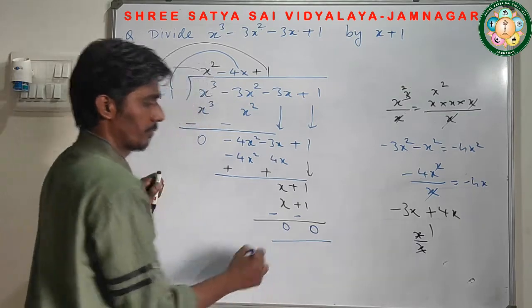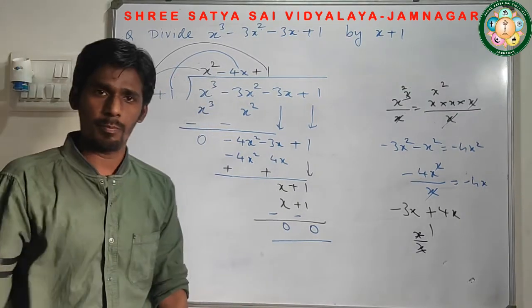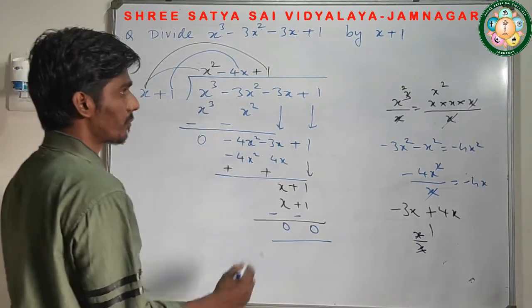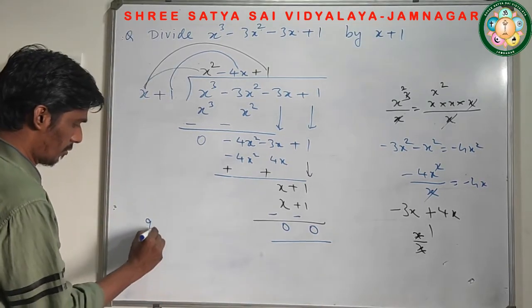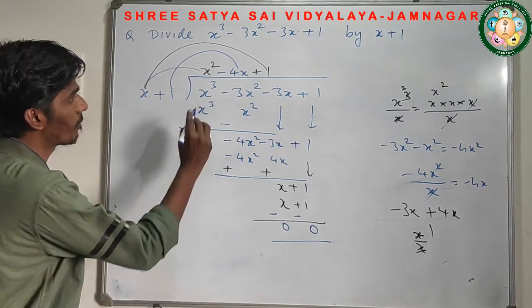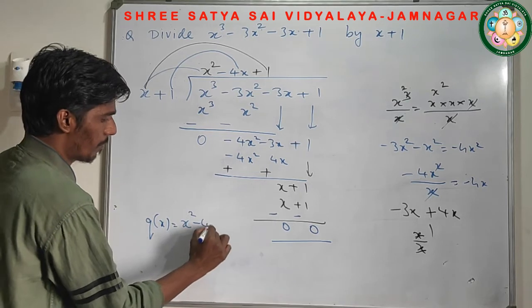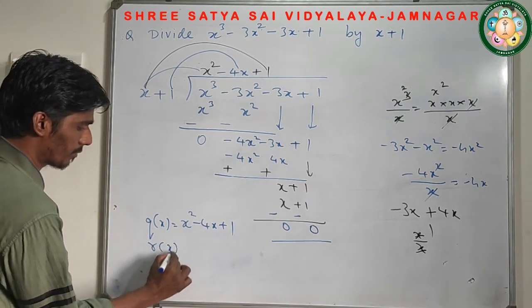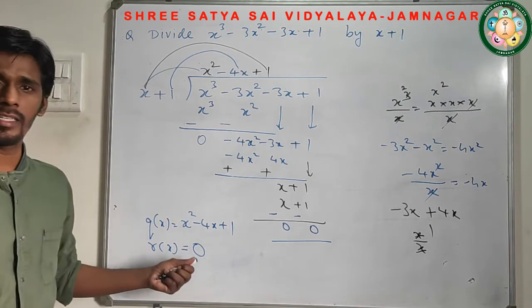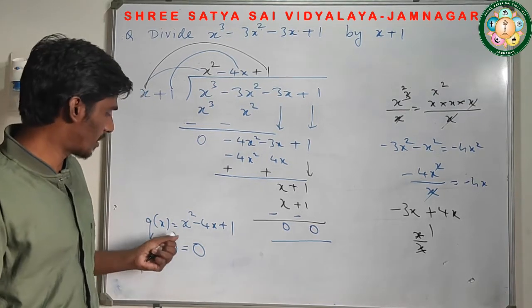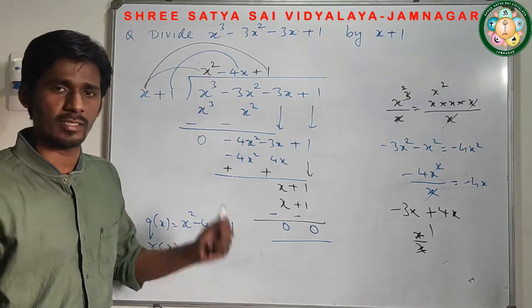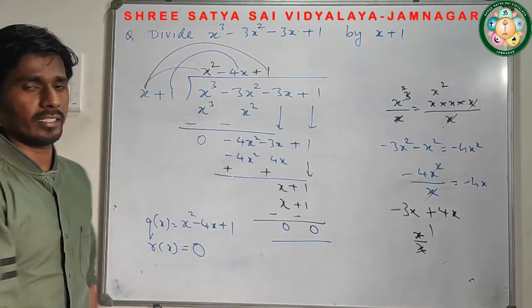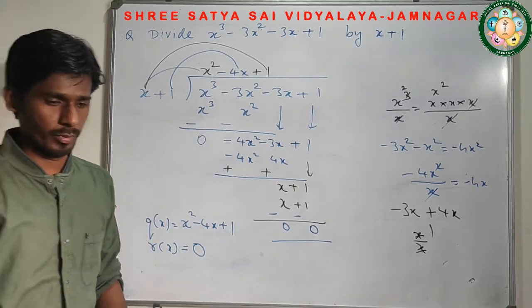So this is the division of polynomial where you can write q of x is how much? Quotient, x square minus 4x plus 1, and r of x is how much? 0. So remainder is 0 and q of x is x square minus 4x plus 1. So this is the way we can divide any polynomial.